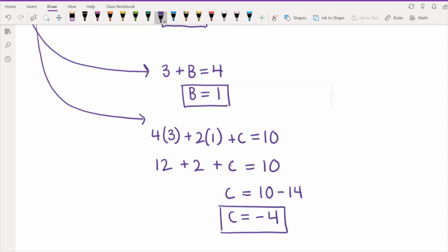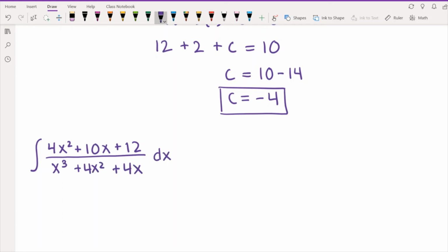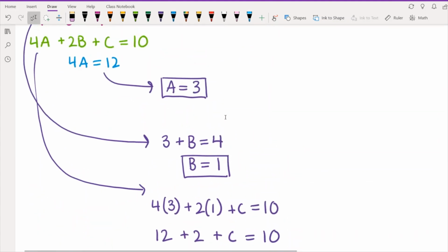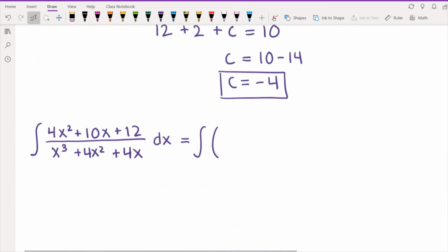Okay, so now we're going to write down this integral. Our original integral was, again, 4x squared plus 10x plus 12, all divided by x cubed plus 4x squared plus 4x, dx. And so we just figured out that this can be broken down into 3 fractions. We found that a was equal to 3, and remember, a was the numerator that went with just x. So we have 3 over x.